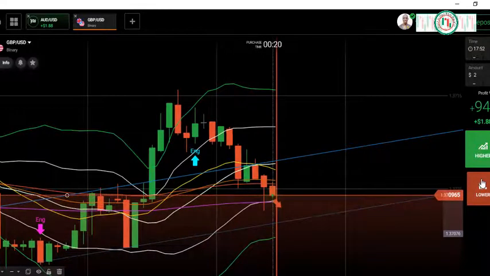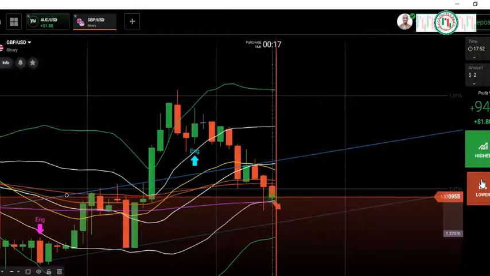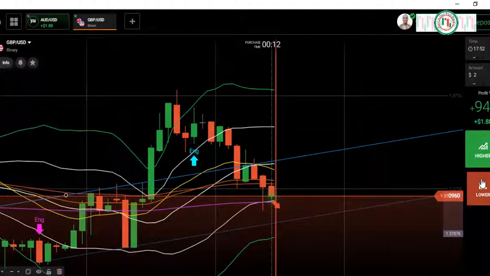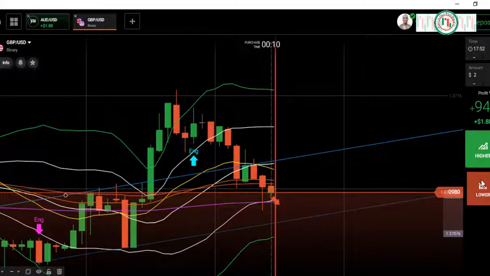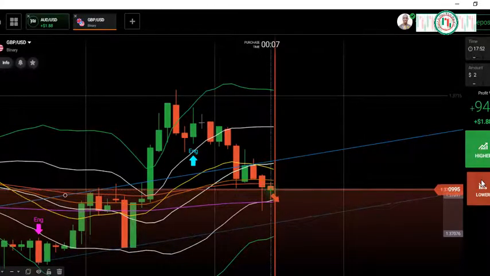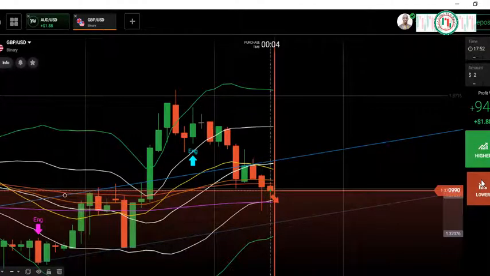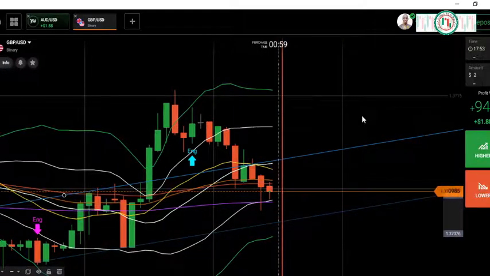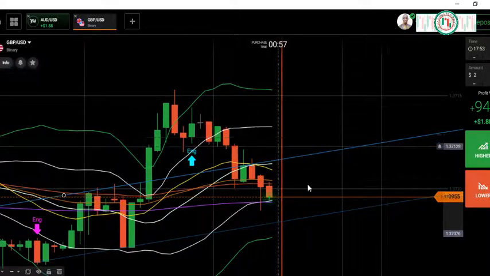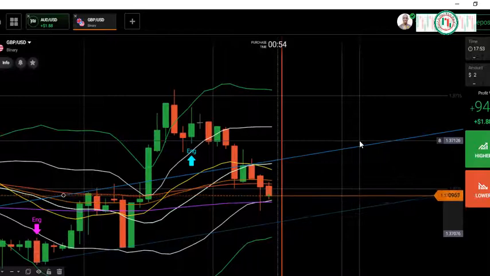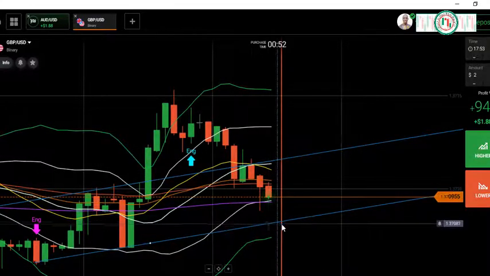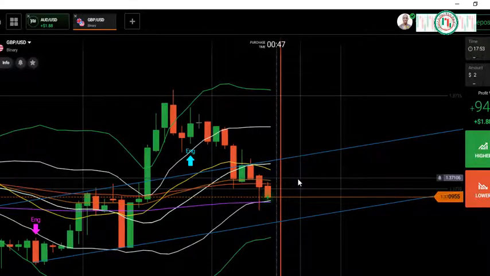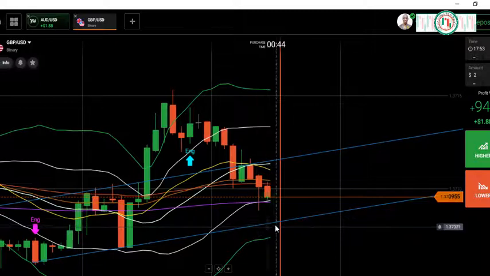If I get an entry point here, it is tricky. We are in a consolidation area between 100 and 200 EMA. We don't know which EMA will react, so let's wait. This is our channel. Market is coming to this level, maybe before reversing. Market should reach this level.